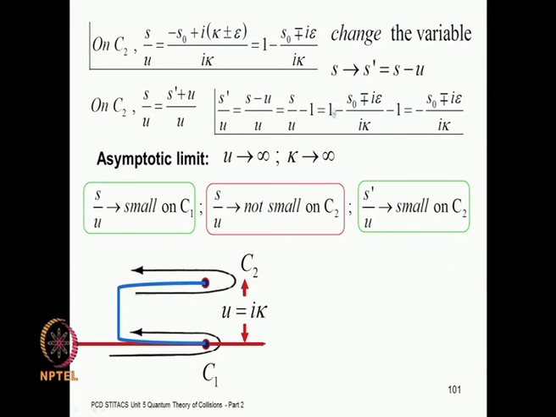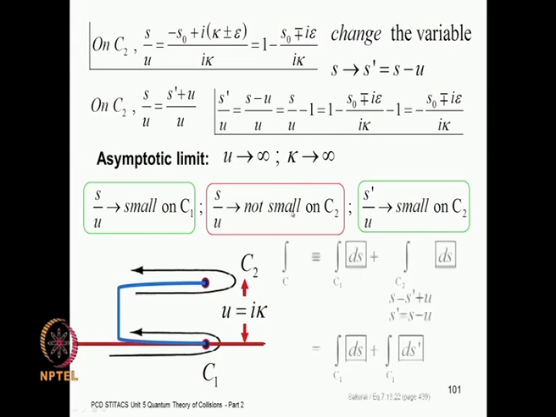Okay, so, you now have S over U which will be ignorable in the asymptotic limit on C1, S prime over U ignorable on C2, but S over U itself is not small on C2. Okay. So, now you can transform the integration which is over S to integration over S prime, but then carry out the integration over C1 because you have subtracted that I kappa from every value of S. Okay. So, now these are the two integrals we now have to determine.